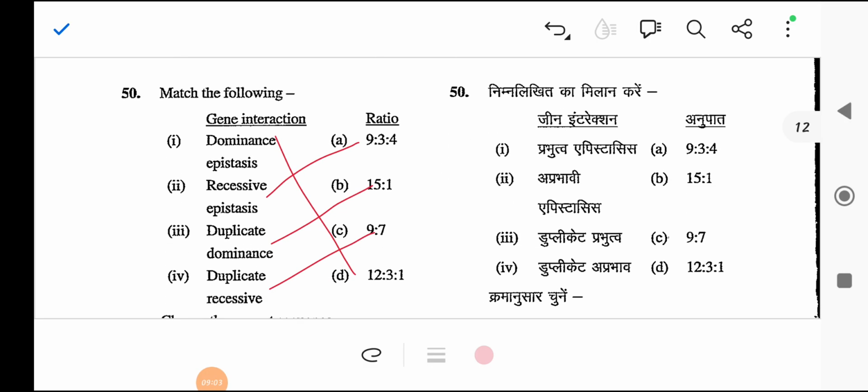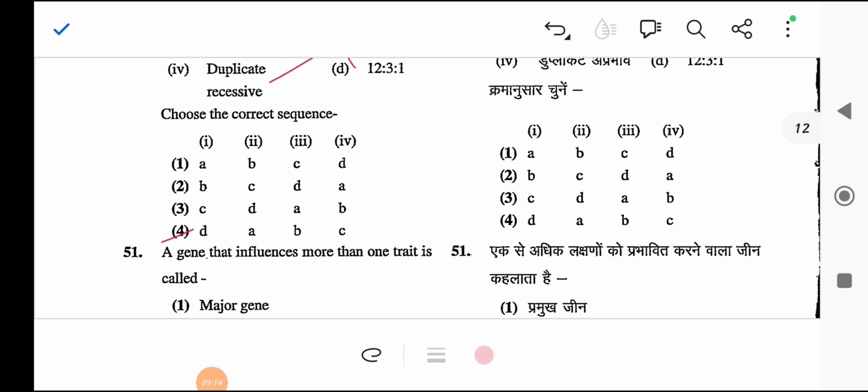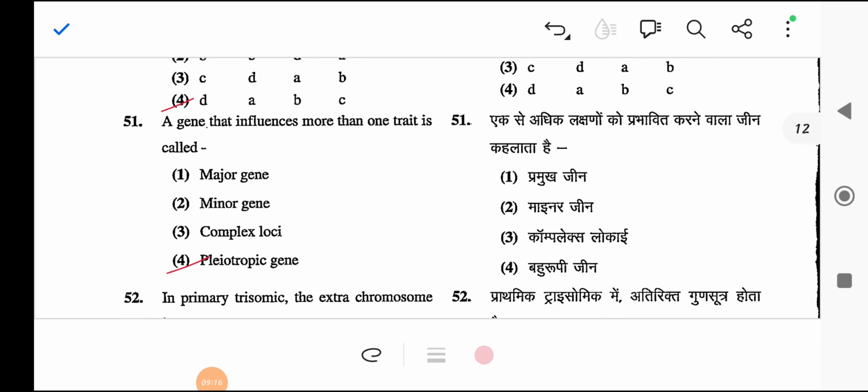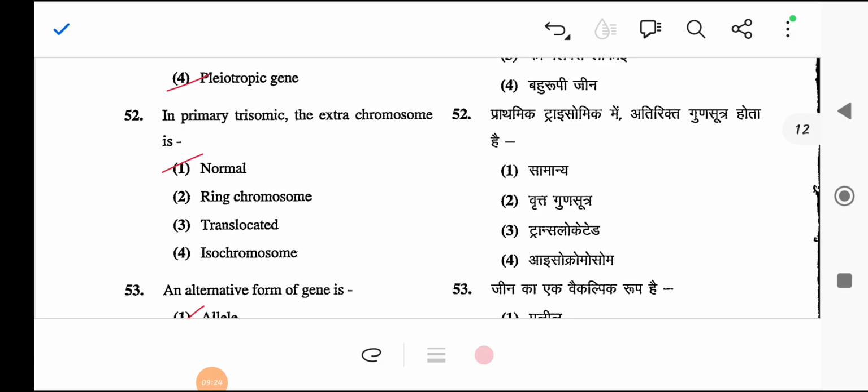Next is match the following. So dominant epistasis is 12:3:1, recessive is 9:3:4, duplicate dominance is 15:1, and duplicate recessive is 9:7. Answer 4 is correct. Next is, a gene that influences more than one trait is called pleiotropic gene. Next is, in primary trisomic, the extra chromosome is... So in primary trisomic, the extra chromosome is normal.